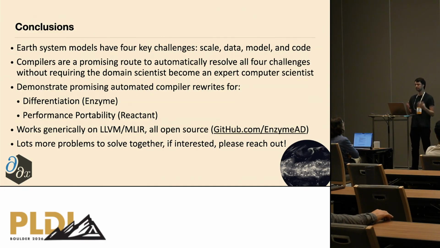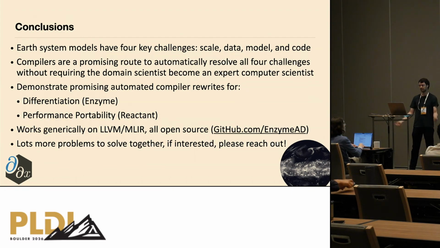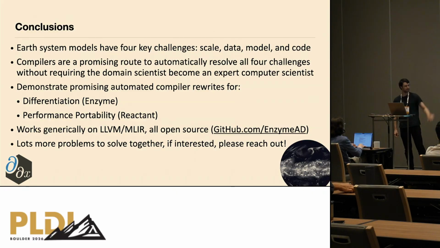So in total, Earth system models really have these 4 key challenges: scale, data, model, and code. The argument that I'm trying to make here is that compilers are a promising route to automatically resolve all 4 of these challenges without the domain scientist needing to become an expert computer scientist. We demonstrate this in promising regimes for both differentiation with our tool Enzyme, as well as performance portability with our tool Reactant. Both tools work generically across LLVM/MLIR, all open source.